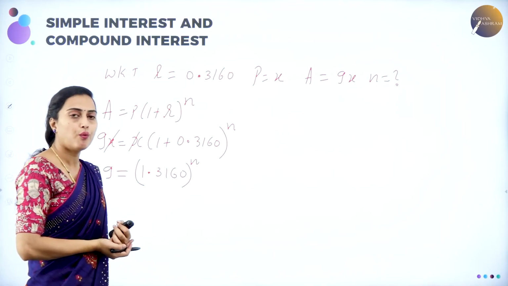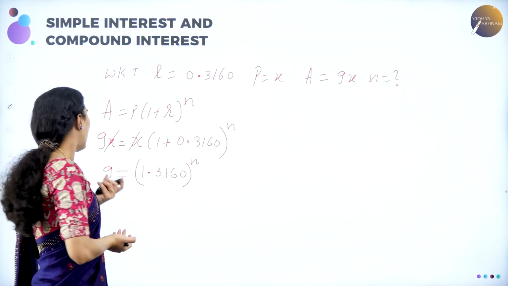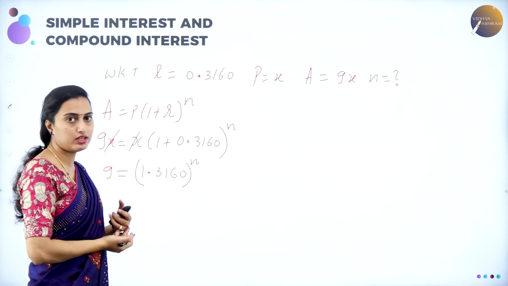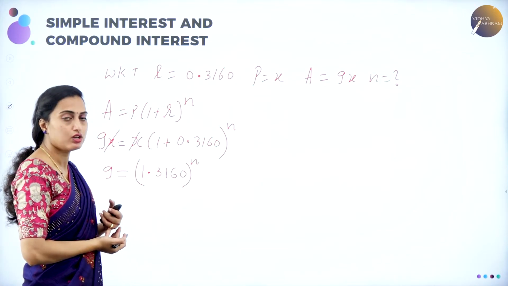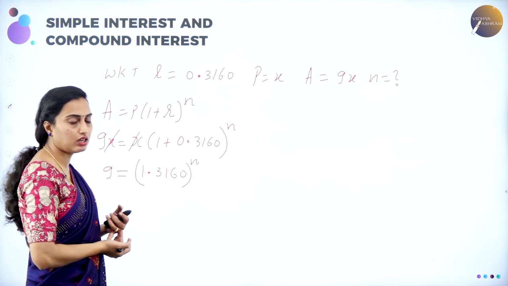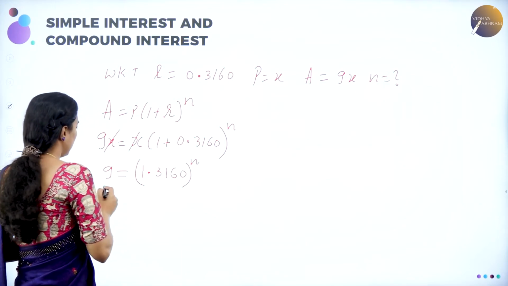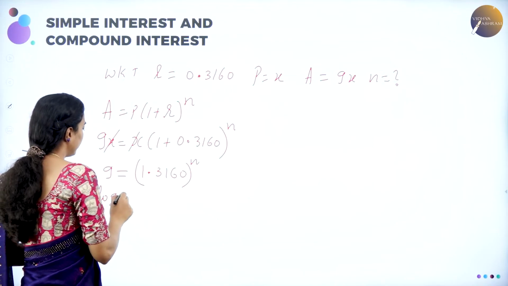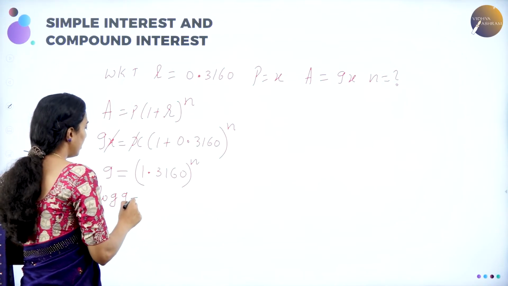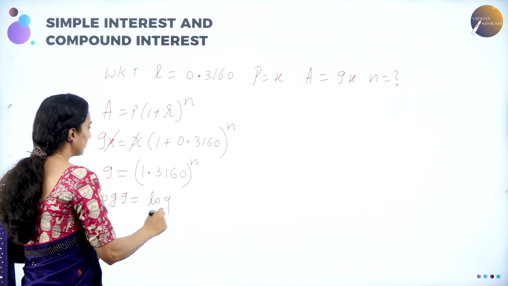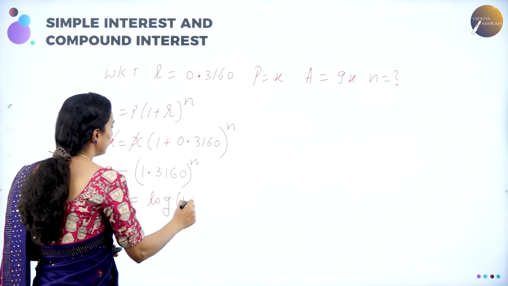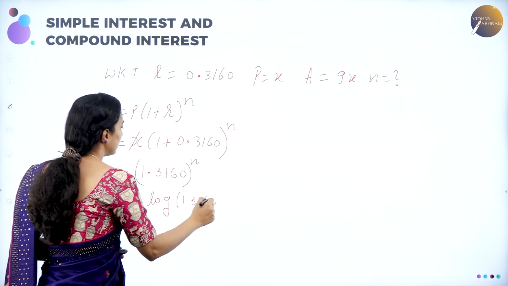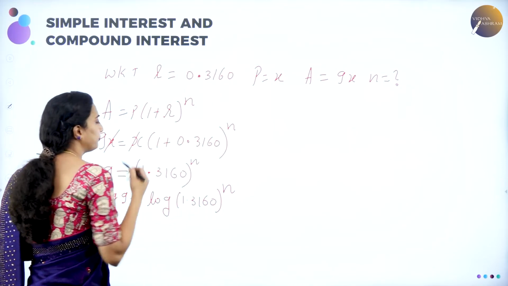It will become 1 by N. But how are we going to write it as 9 to the power of 1 by N? So here we must take the log table and apply log on both sides. Log 9 is equal to log 1.3160 to the power of N.